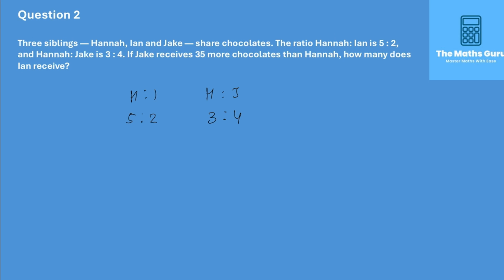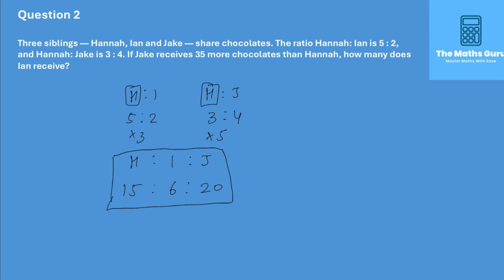Okay, so the first thing that we're going to do here is to put them into one ratio. And obviously we can see that Hannah is common in both, so we have to make the number of parts for Hannah equal in both ratios. The way we do this is times this one by 3 and times this one by 5. And then we get Hannah to Ian to Jake: Hannah's going to be worth 15 parts, Ian's going to be worth 6 parts, Jake is going to be worth 4 times 5, which is 20 parts. And this is our ratio for the 3 siblings together.